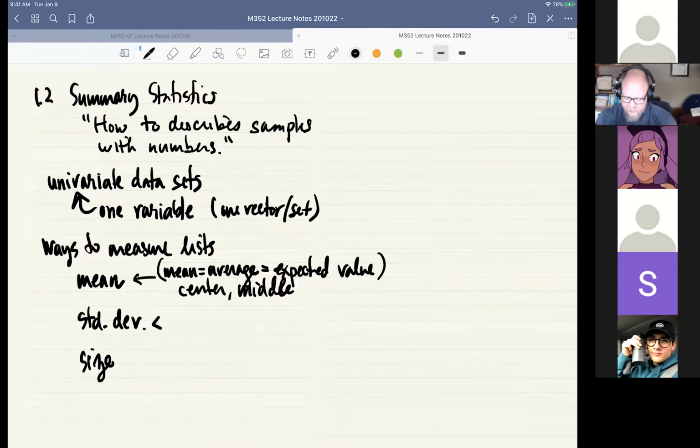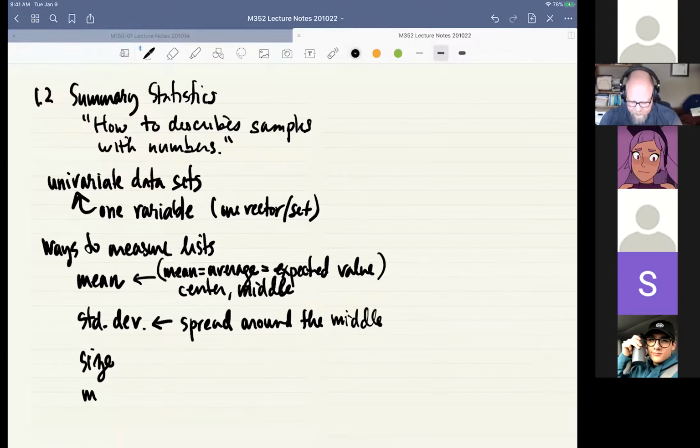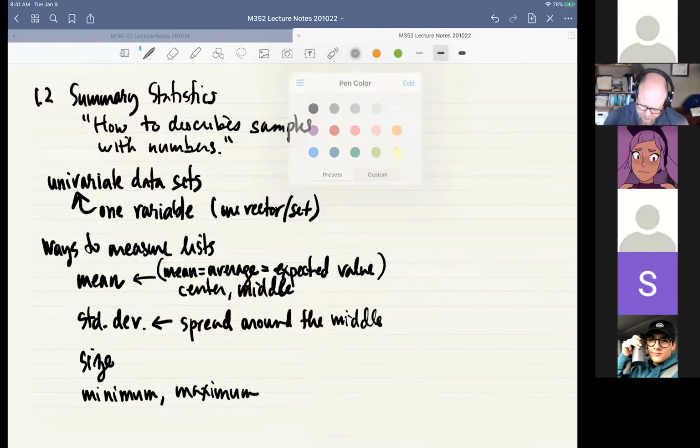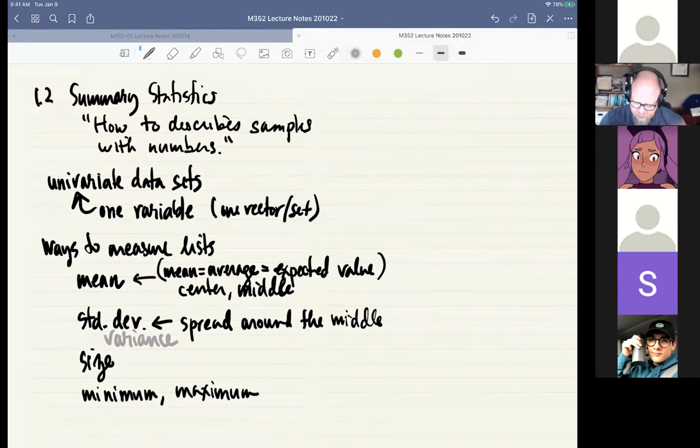How about the standard deviation? What's the standard deviation telling us? The spread of the data in relation to the mean. Yep. So the standard deviation is telling us how the data is spread out around the mean, around the center. The size is obvious. A couple other measures that we can make are the minimum and the maximum of the data. I guess one thing that we probably could have measured, I'll do it in dark gray here: standard deviation is related to variance. Variance is the square of the standard deviation, so it's also telling you something about the spread.